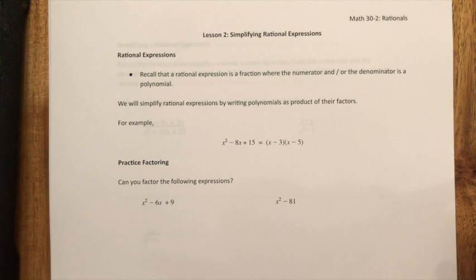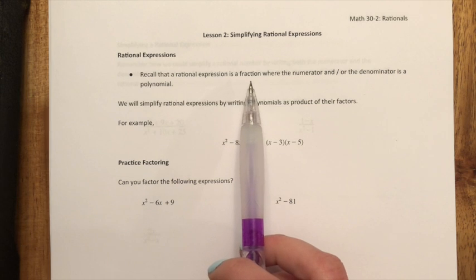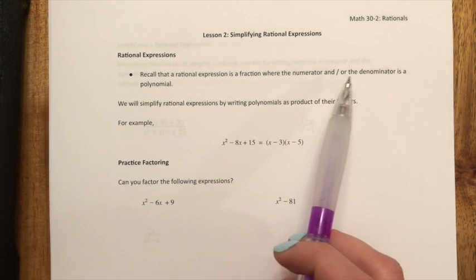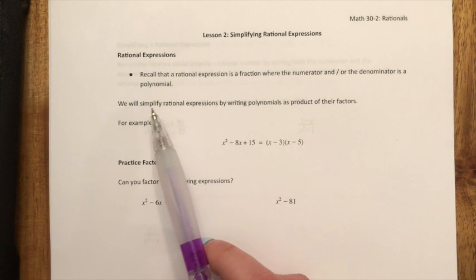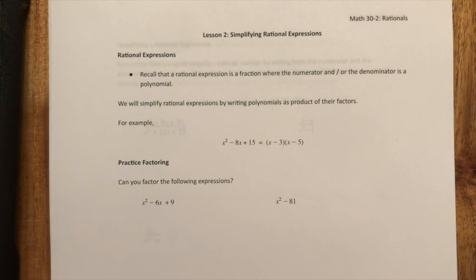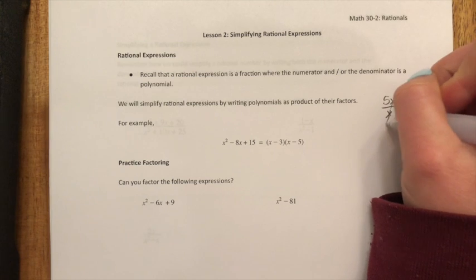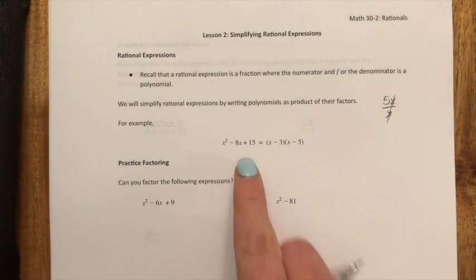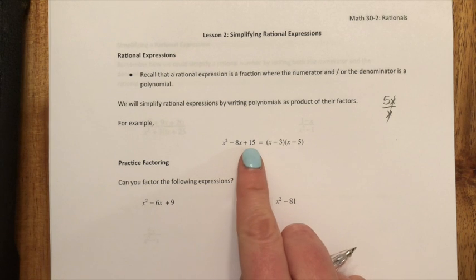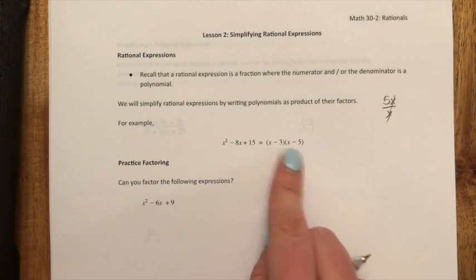So this is our second lesson in rational expressions. We want to recall that a rational expression is a fraction where the numerator and/or the denominator is a polynomial. We simplify rational expressions by writing polynomials as a product of their factors, because we talked about yesterday how if they have common factors in the top and the bottom, then we can cancel those. If it's not something like 5x divided by x, where x is a factor in both and we can just cancel those, we have a polynomial that's a quadratic on the bottom or the top, for example, we're going to have to factor it.